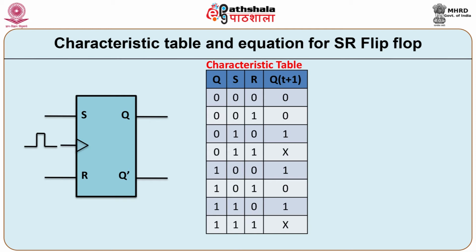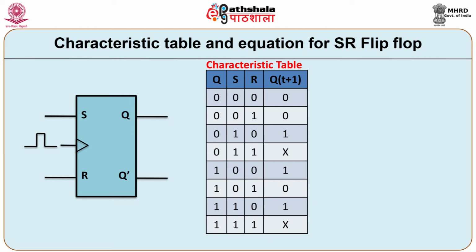When R is equal to 1, application of the clock pulse resets the flip flop. When S is equal to 1, the flip flop is set to 1. When both S and R inputs are 1, the output state is unknown, indeterminate. For such a case, let us consider the output as question mark or X, that is a don't care condition.